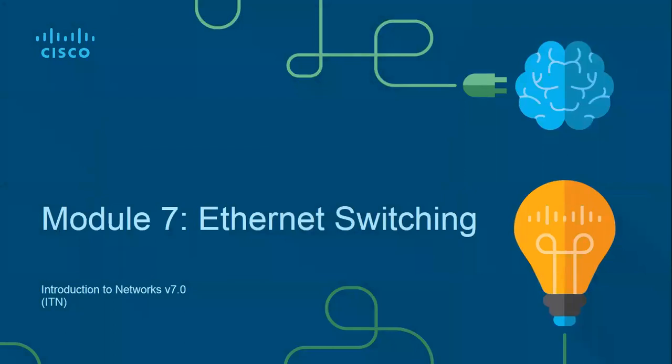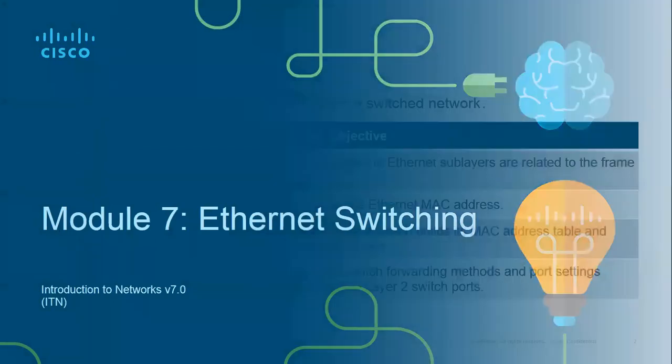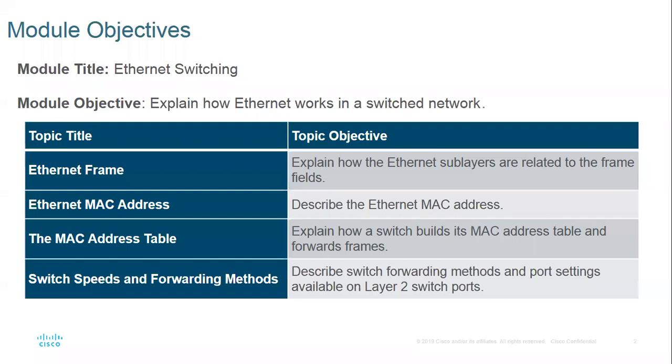This module will cover Ethernet switching. The topics covered within this module are: we will be explaining the Ethernet frame, the physical address, which is the Ethernet MAC address in this case, how a switch is going to build its own MAC address table, what are the methods used to forward the Ethernet frame, and explain the switch speeds.